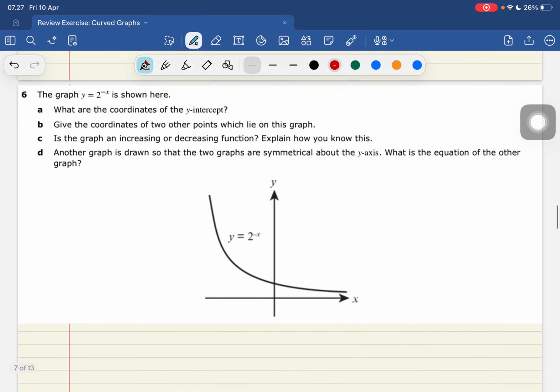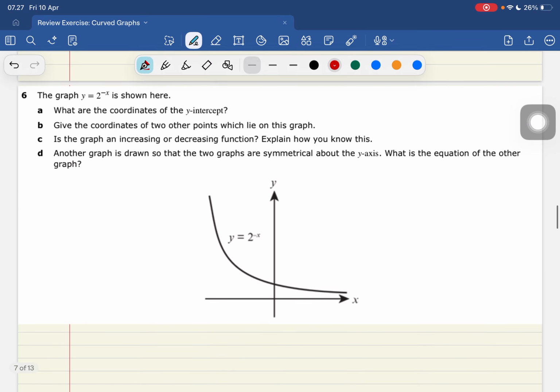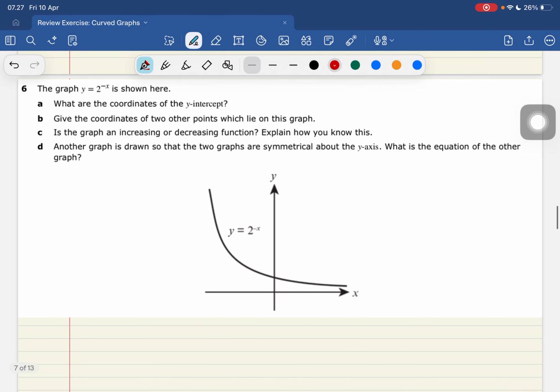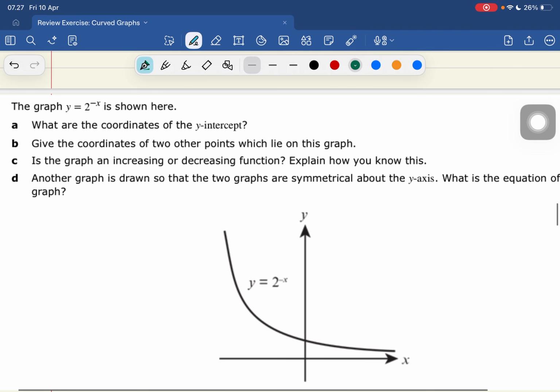Next, number 6. What are the coordinates of the y-intercept? So for the y-intercept we can just substitute here. When x equal to 0, y equal to 2 to the power of negative 0. So y equal to 1. So the y-intercept is 0, 1. You write it here, 0, 1. Next, given the coordinates of two other points which lie on this graph. Okay, so let's give it.